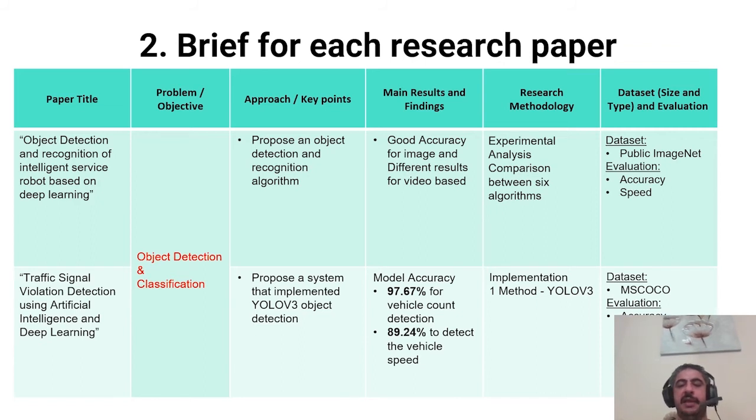Further, experimental analysis was performed between algorithms that are DPM, RCNN, fast RCNN, faster RCNN, and YOLO, and the proposed model by the researchers. The evaluation metrics used were accuracy and speed with 3 different platforms. The main result and finding for the paper showed good accuracy for image-based object detection and recognition, but a different result for the video-based object detection and recognition. But in the second paper, titled Traffic Signal Violation Detection Using Artificial Intelligence and Deep Learning, the primary aim was the detection of the traffic violation in video.